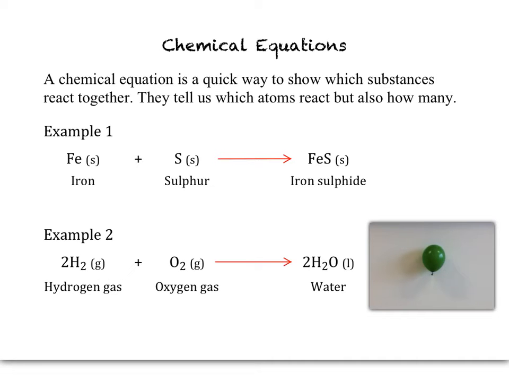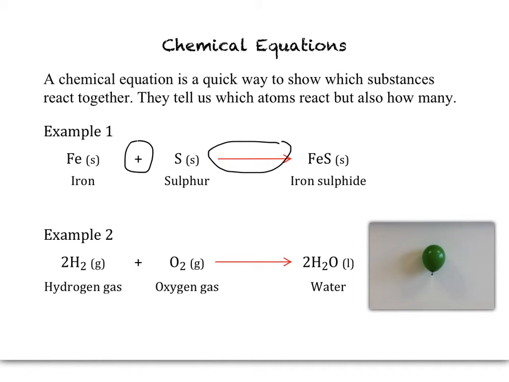A chemical equation is a quick way to show which atoms react together, but also how many. It's like a recipe. In the first example here, the equation tells us that one iron atom and one sulfur atom react to give one iron sulfide. The plus sign means "and" and the arrow means "reacts to give".